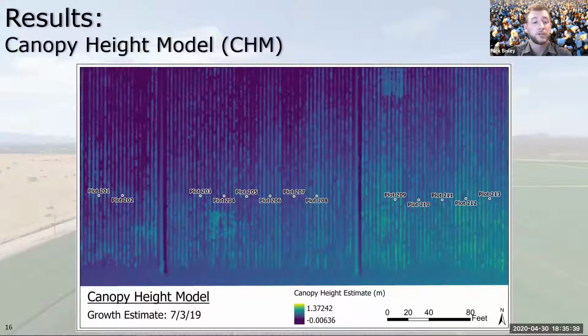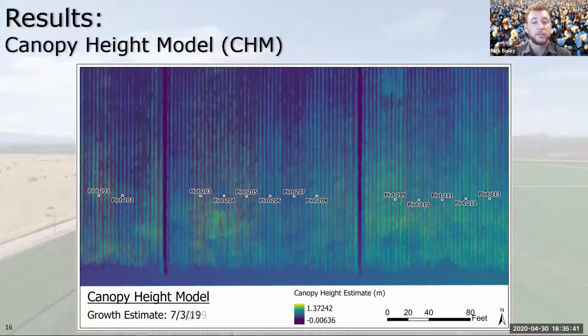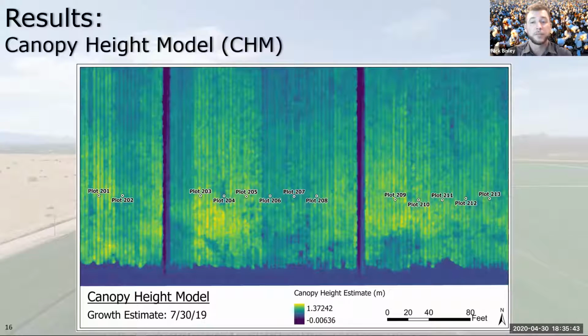And here you can see that's early July, and here it is in late July. One thing to keep an eye on: if you notice 203 and 204 are pretty yellow, so pretty high, and then 212 and 213 are relatively lower. Just keep those numbers in mind as we go forward here.